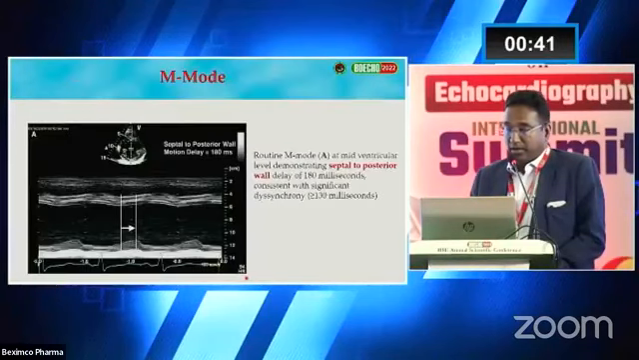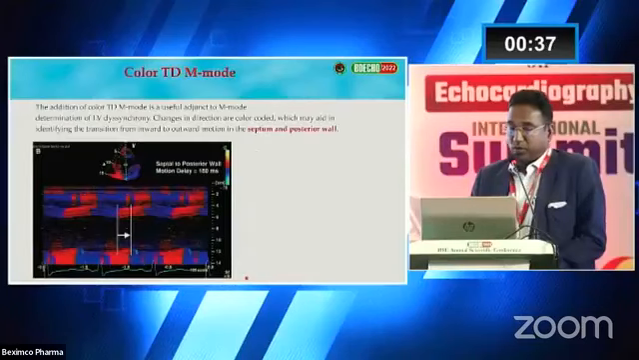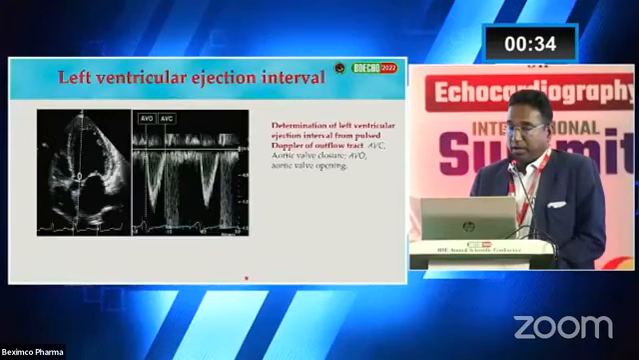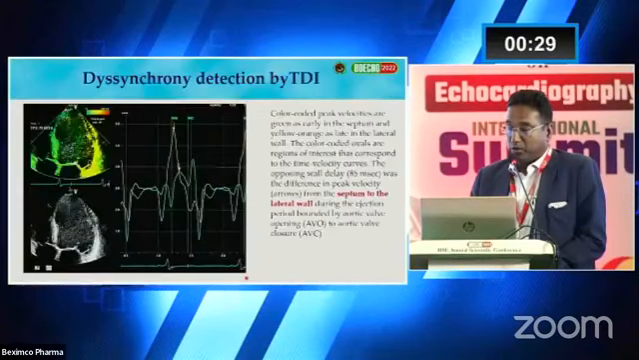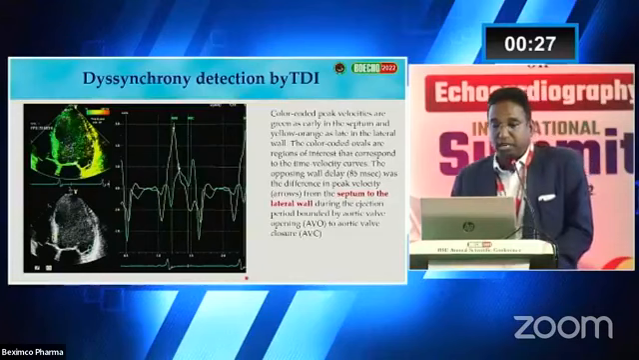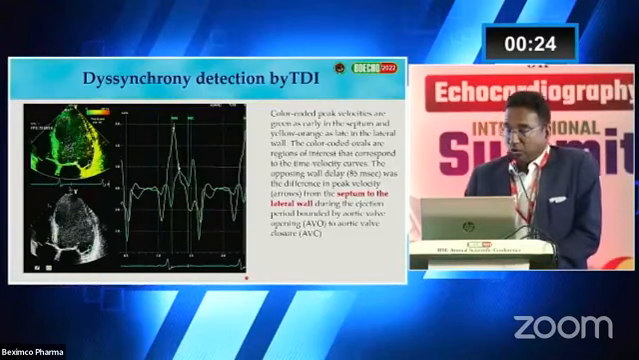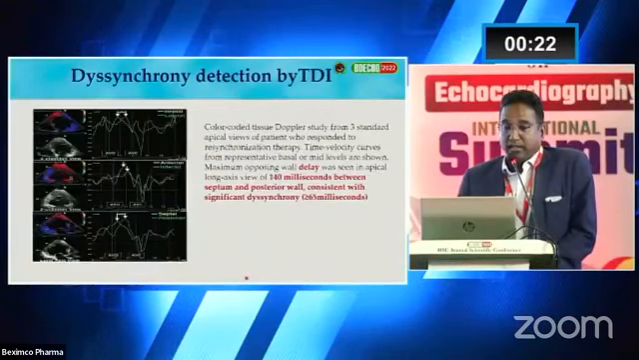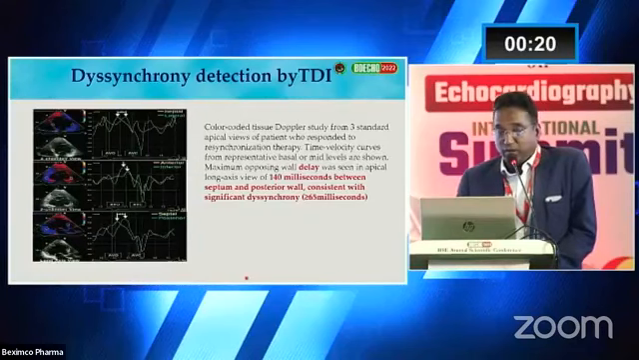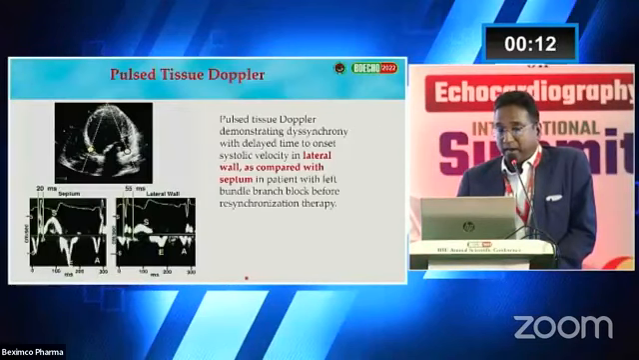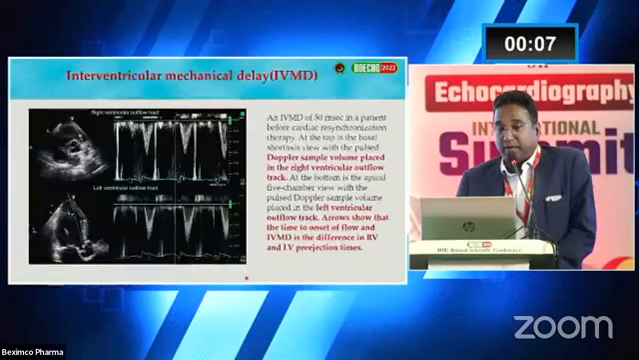So atrioventricular dyssynchrony, and the M-mode shows the septal to posterior wall delay. A delay of 150 milliseconds we can detect, septum to posterior wall delay by echo, and left ventricular ejection interval by AV valve closure and opening. And dyssynchrony detected by TDI: there are two peaks, septum to lateral wall, and also a delay of 140 milliseconds between the septum and posterior wall can be depicted. It is normal in 65. And the lateral wall compared to the septum can also be detected by pulse Doppler.